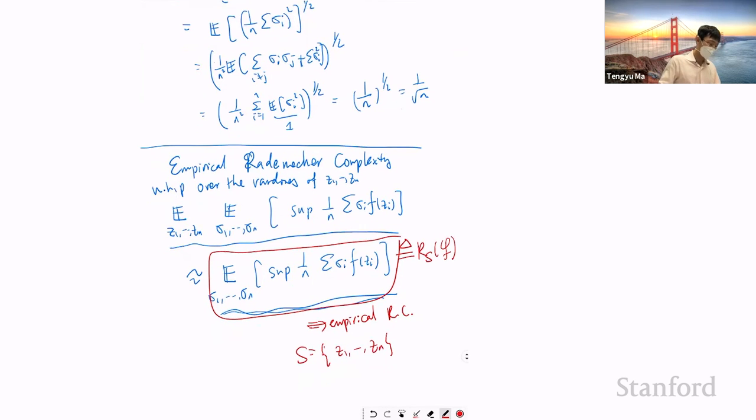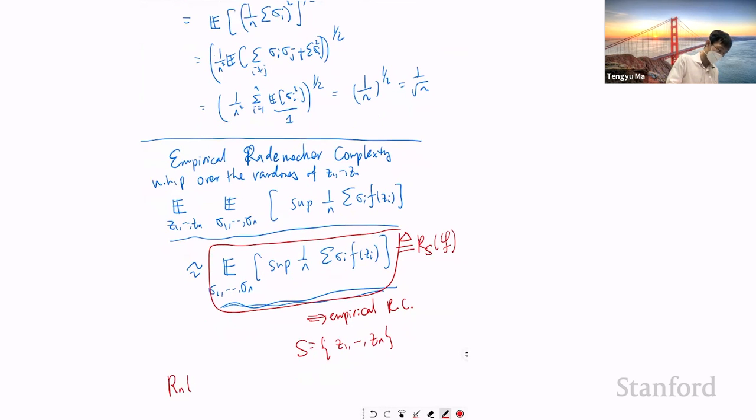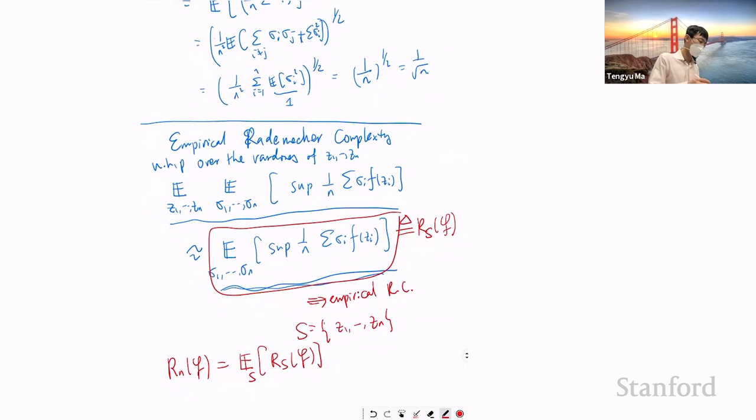And you can see that the original Rademacher complexity, the average Rademacher complexity, is the expectation of the empirical Rademacher complexity, where you take expectation over the set S, right? Just because these two things only differ by a single expectation. And so if you can do this, then you have a high probability bound. You don't have to average over Z1 up to Zn.